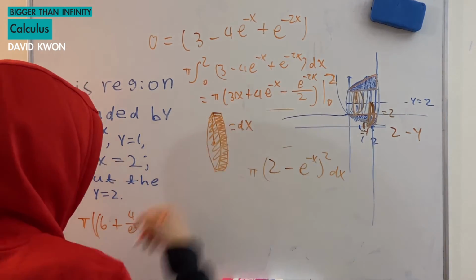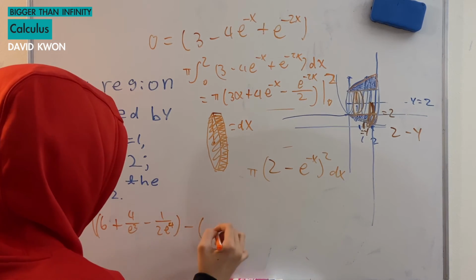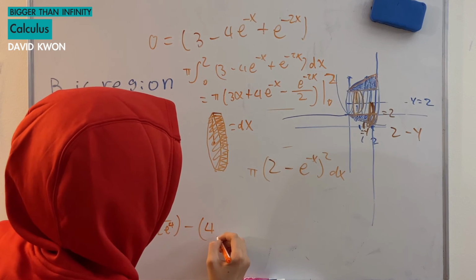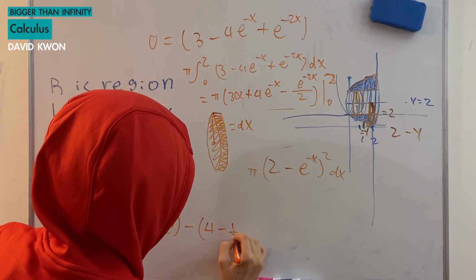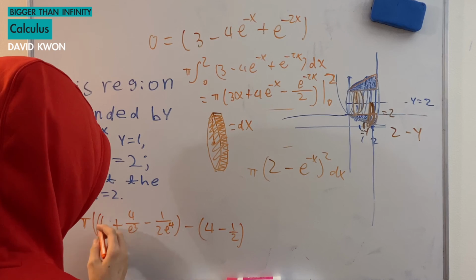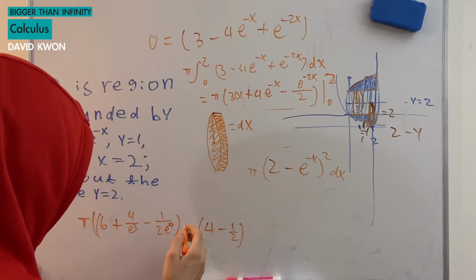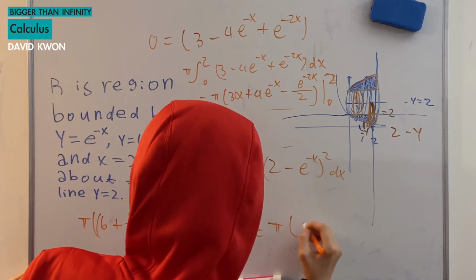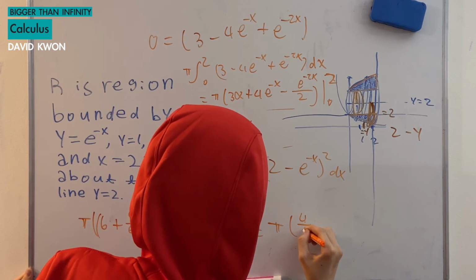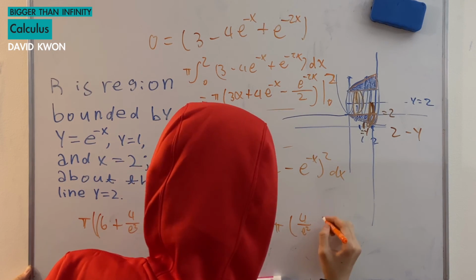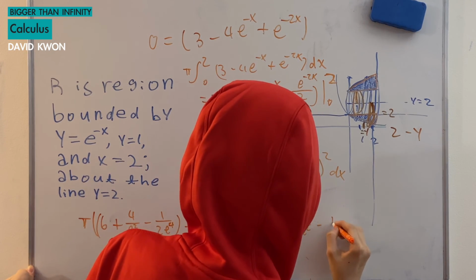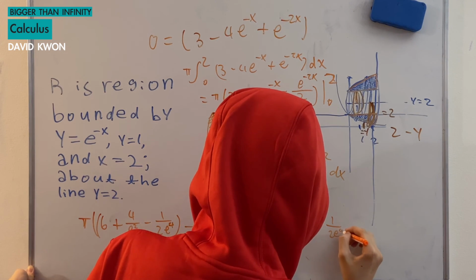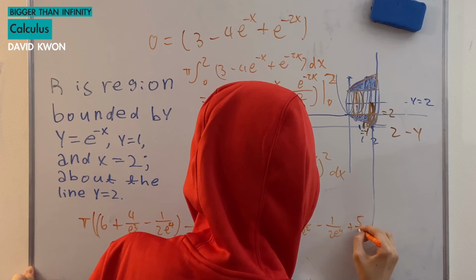And now let's put in the 0. 0 times 0 is equal to 0, nothing there. But when I put 0 into there, we get just 4, and then a minus 1 over 2. So 6 minus 4 is equal to 2. But there's a minus 1 over 2, so that's 5 over 2. So pi times 4 over e to the power of 2 minus 1 over 2 times e to the power of 4, and then plus 5 over 2.